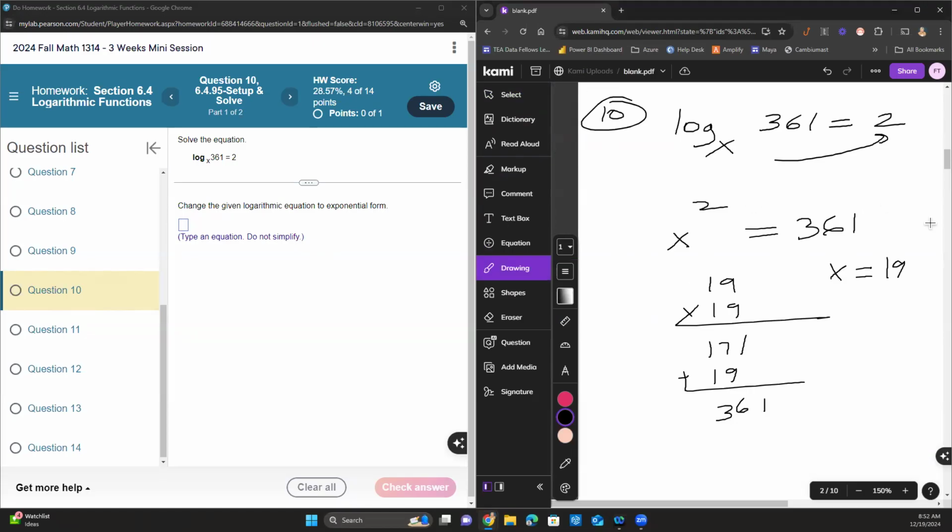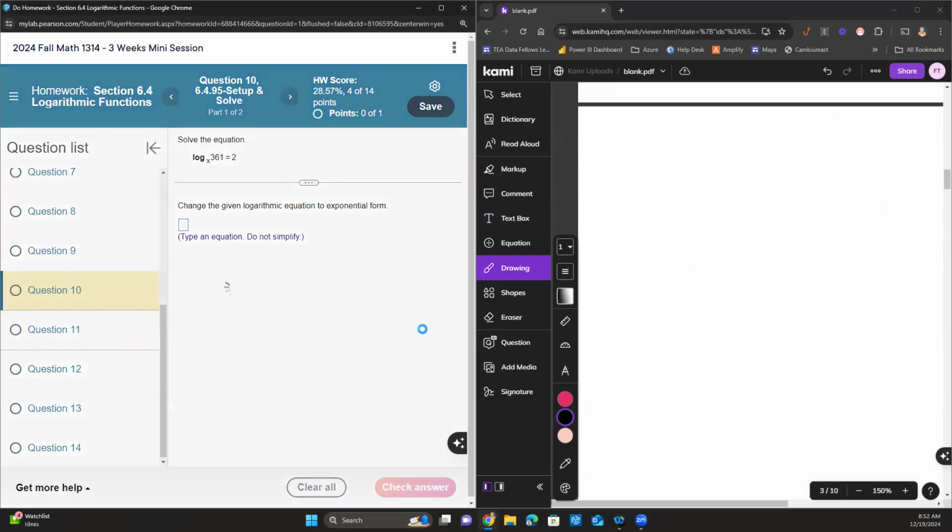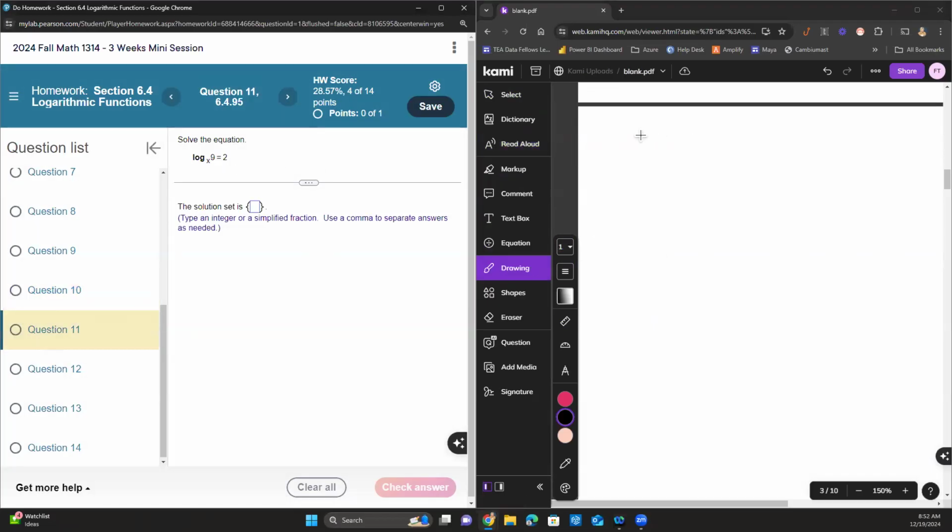For number 11, I have an easier question. I have log base x of 9, and this is set to 2. So the base number is x. We're raising x to the power of 2. And then this must be set to 9.